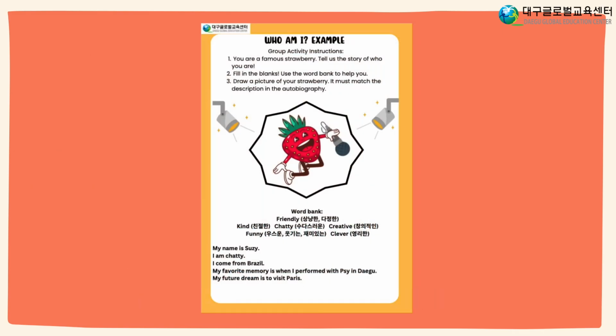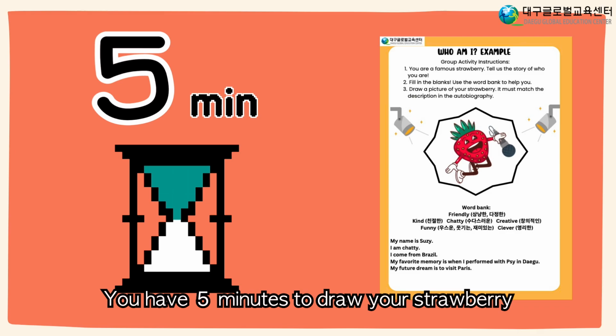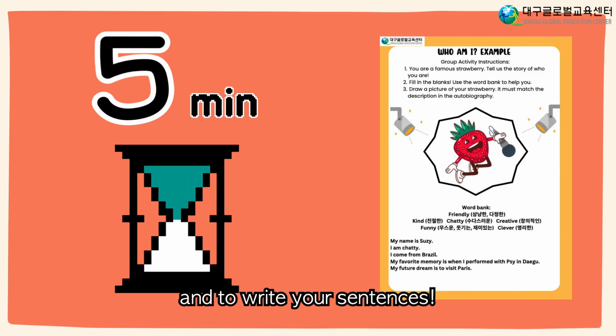Here is my example. My name is Susie. I am chatty. I come from Brazil. My favorite memory is when I performed with Psy in Daegu. My future dream is to visit Paris. Remember to work as a team. You have 5 minutes to draw your strawberry and to write your sentences. Ready? Your time starts now.